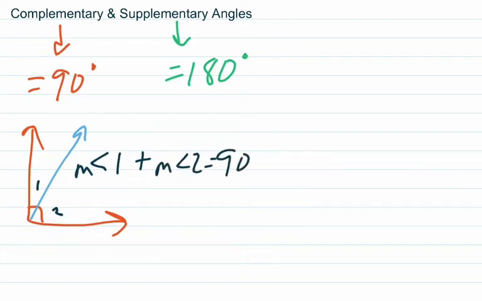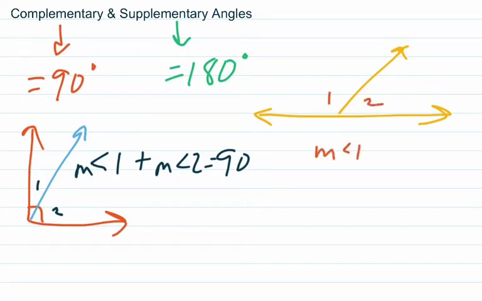so therefore they're complementary. Something I want you to remember is that a straight line forms 180 degrees, so they could give me something like this, and that would mean angle 1 and angle 2. Here, the measure of angle 1 plus the measure of angle 2 equals 180 degrees. So just some things to remember as you start writing your equations or doing some simple math with degree measurements.